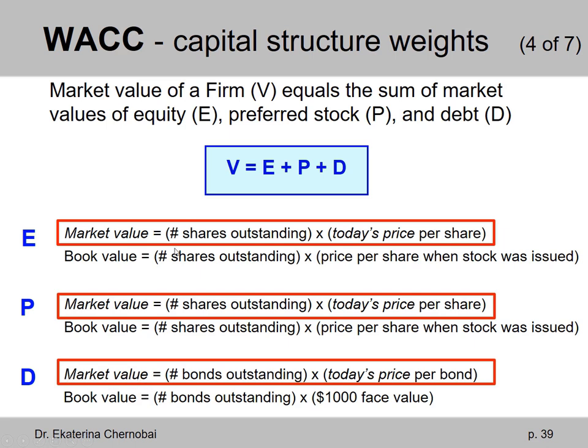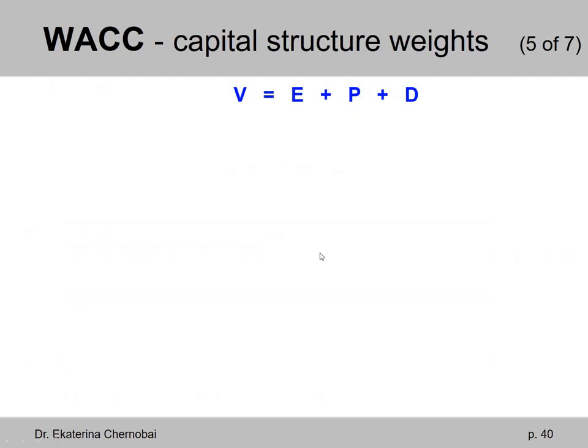But the market value is not static. It may be changing over time, right? Stock prices fluctuate over time, and so do bond values. So it's the market value of everything that goes into the calculation of the firm value, as well as the weights, which is our goal.